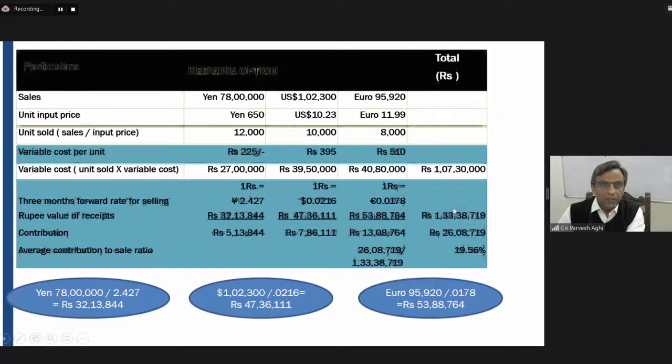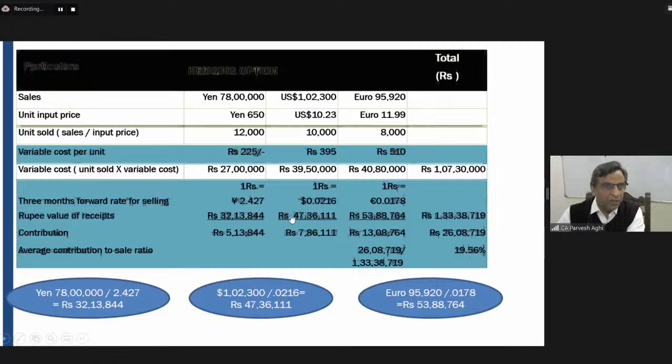Okay. So we can just do the contribution calculation. So 1,33 minus 107.30, we get a total contribution of 26,08,790. Okay, fine. So if we divide it by sales, which is 1,33 lakhs, which is there here, we get a contribution ratio of 19.56%.